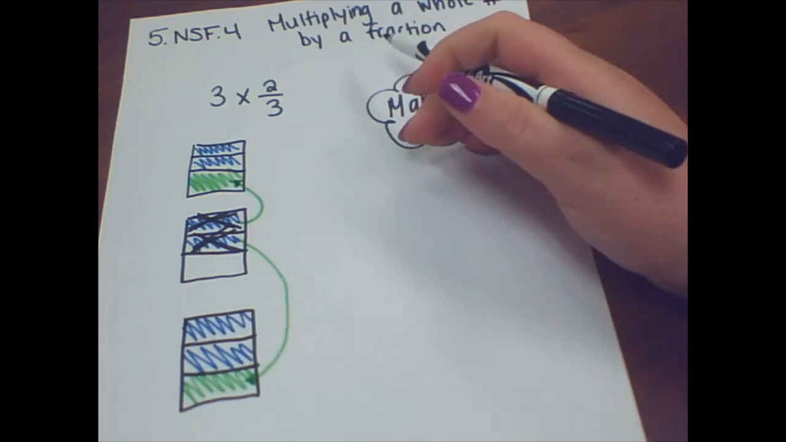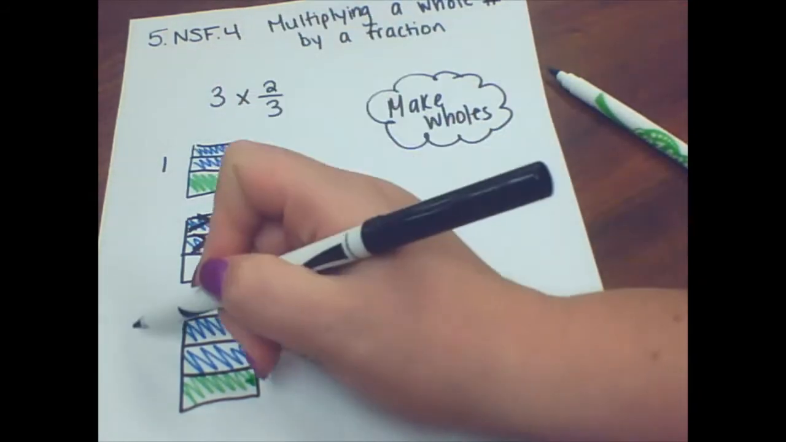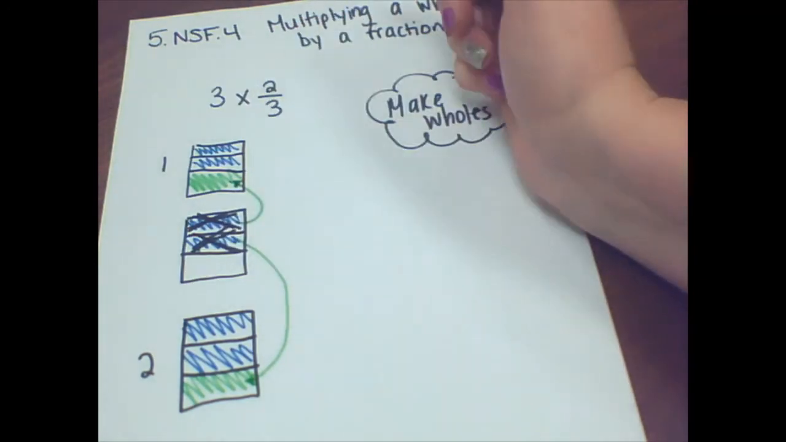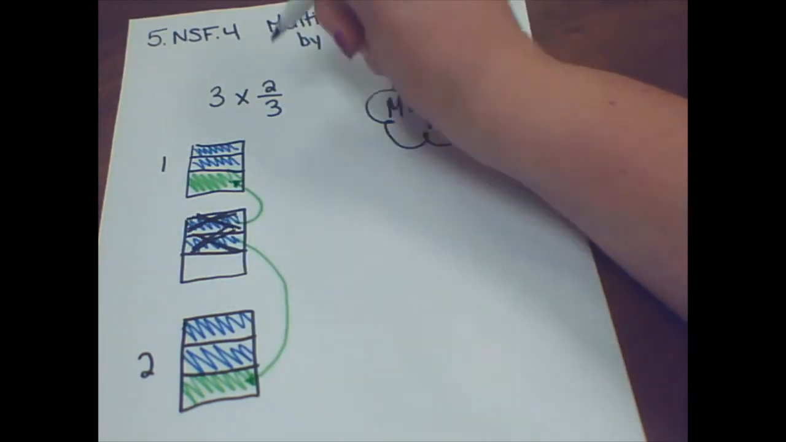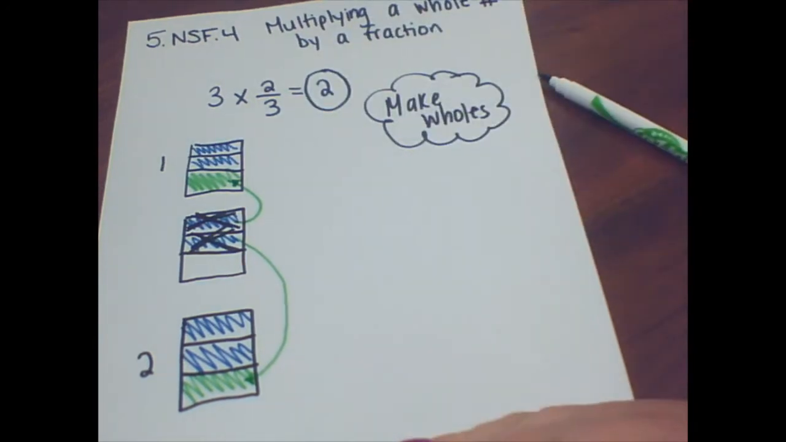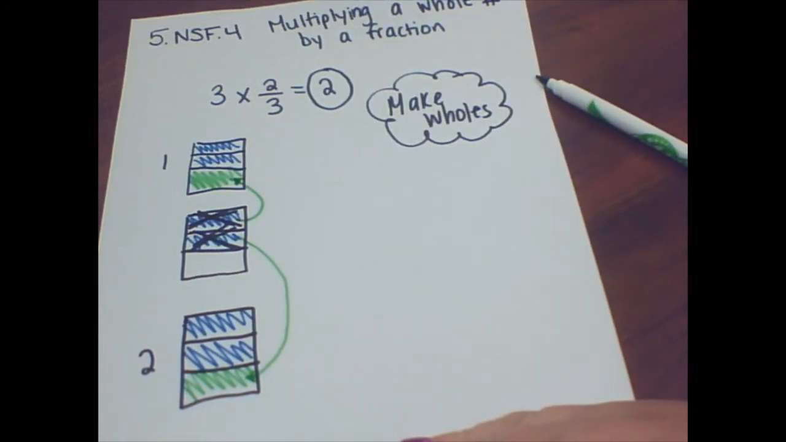So how many wholes did I make? I made 1, 2 wholes. Do I have any parts shaded left in this one? I do not. So my answer is 2. I had 2 wholes left.